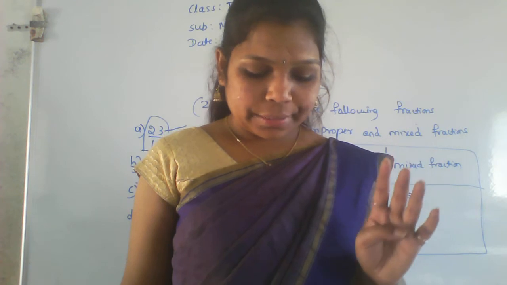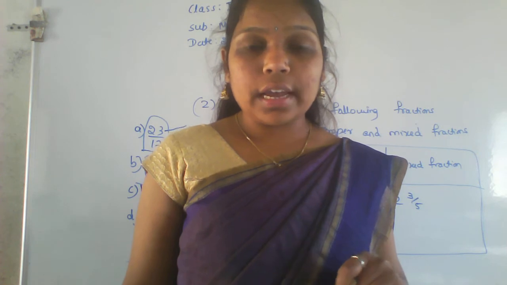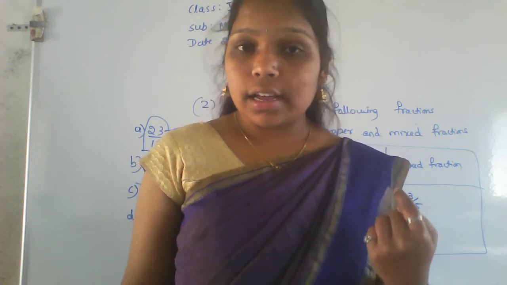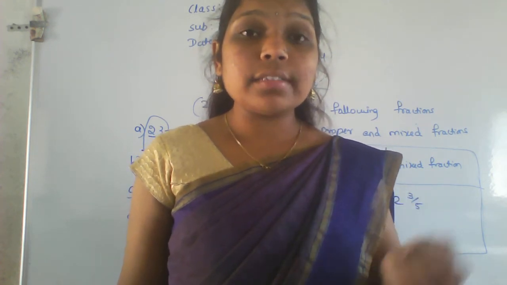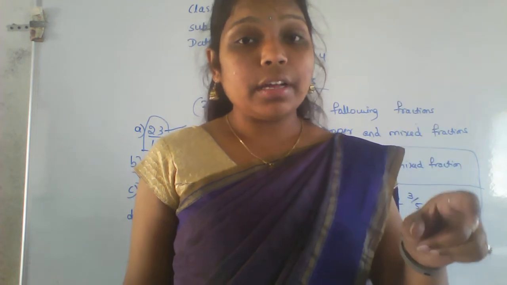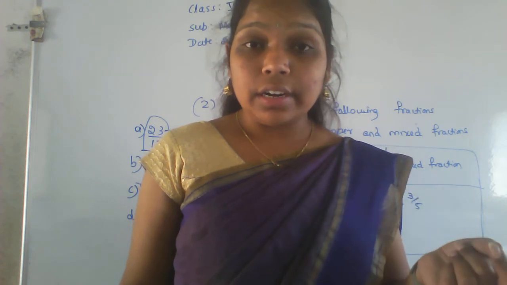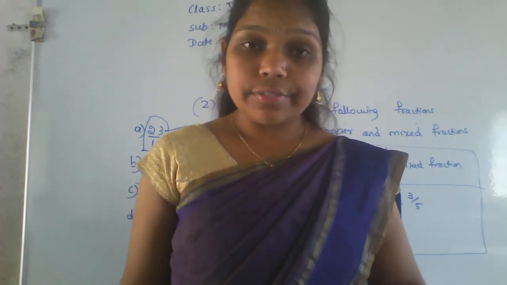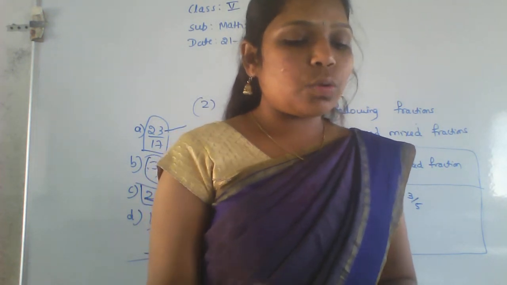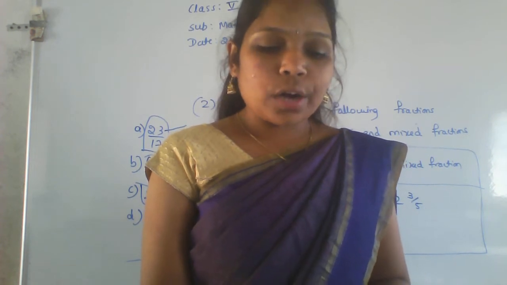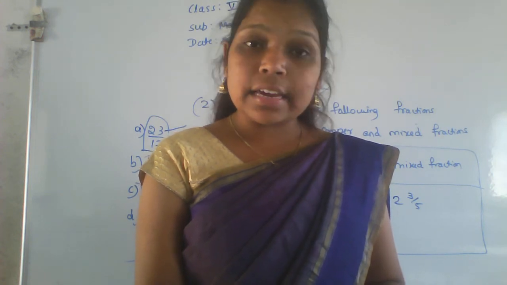Next, the fourth point: like fractions have the same denominators. You learned in fourth standard about like fractions and unlike fractions. Like fractions means the denominator values are the same. If the denominator values are different, then they are called unlike fractions. Next, the fifth point: the fractions whose denominators are not the same are called unlike fractions. An example is 1 by 4 and 3 by 8. These are unlike fractions.